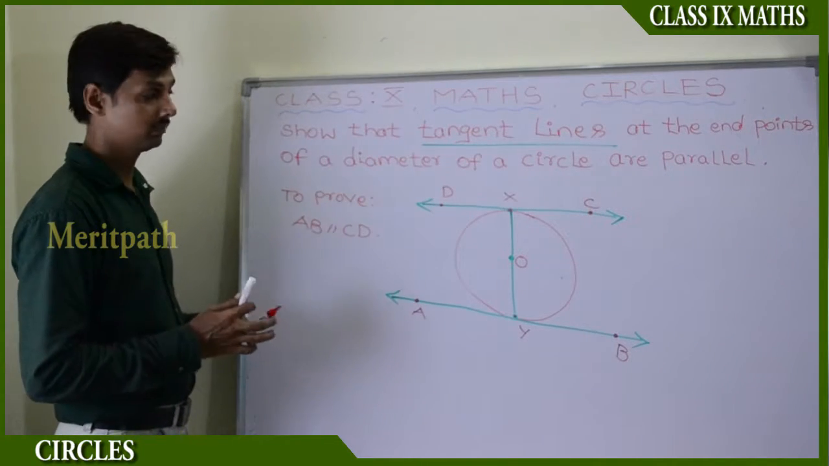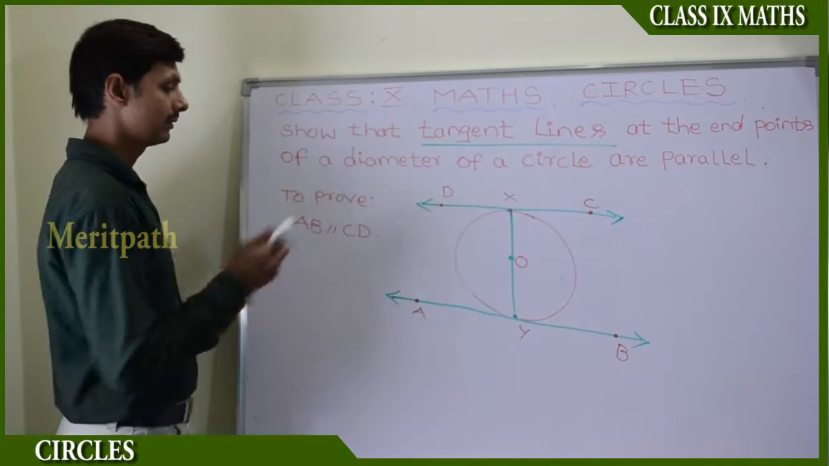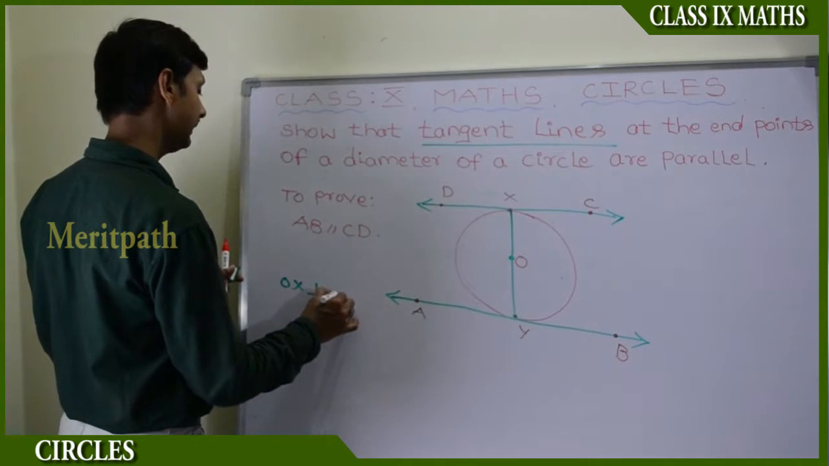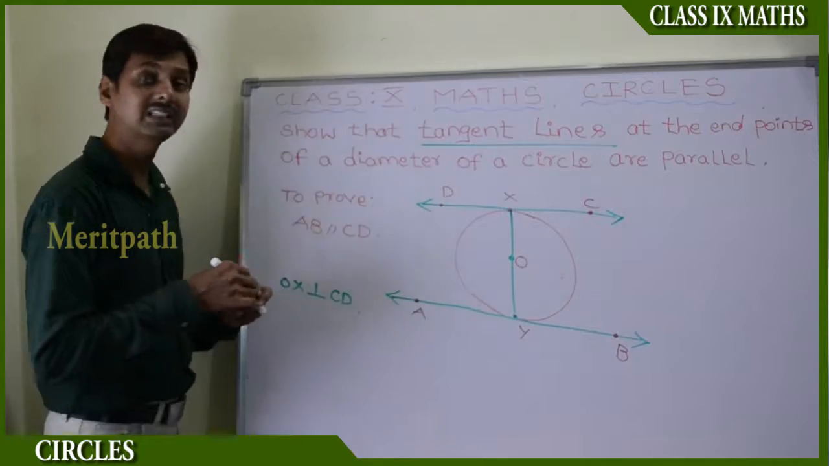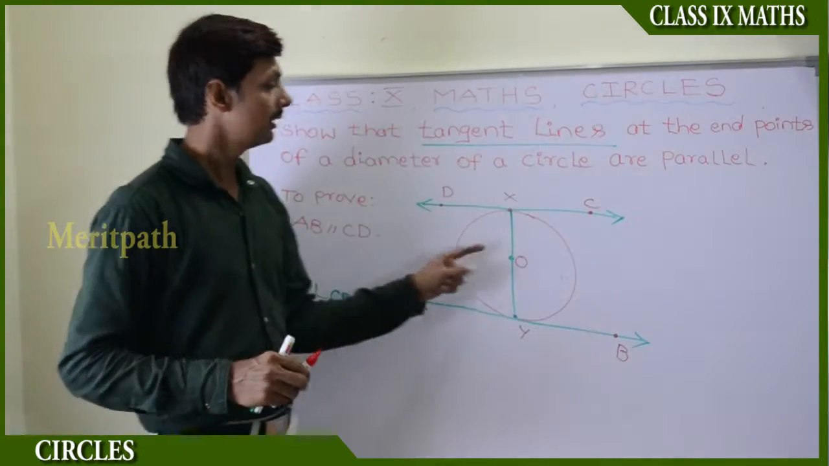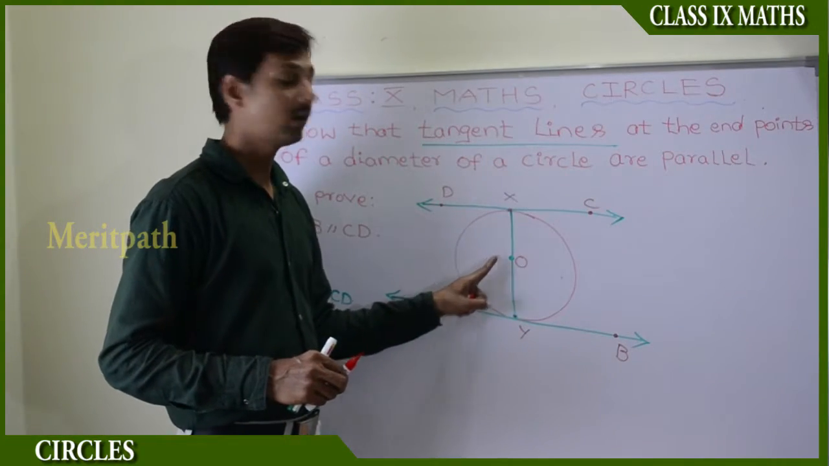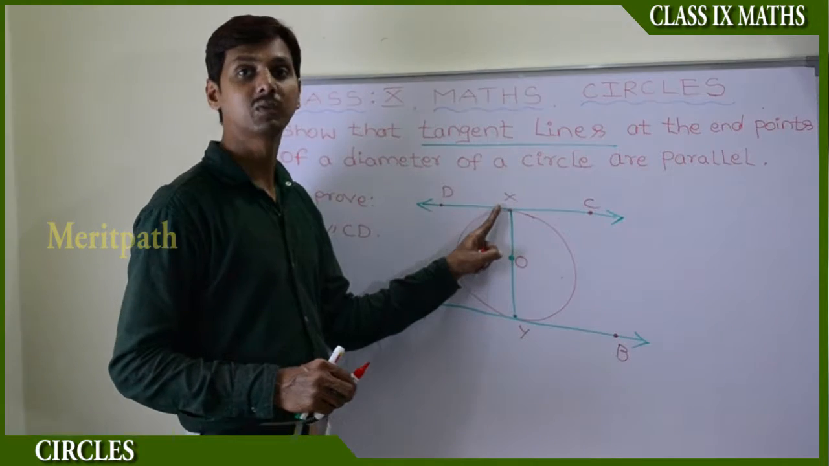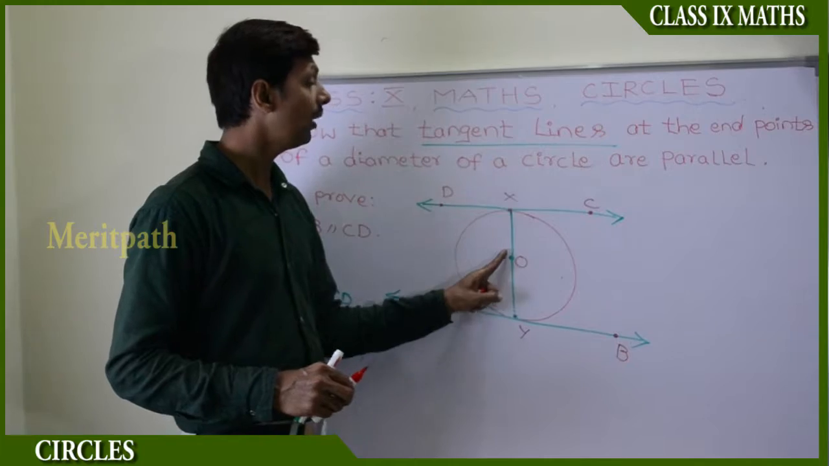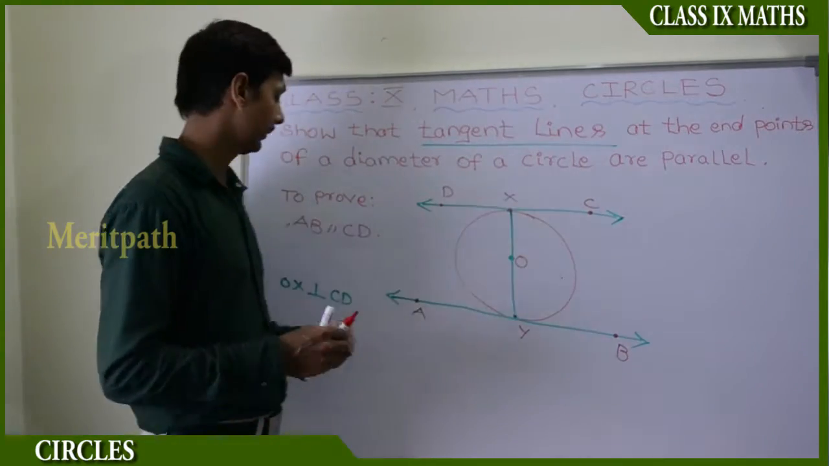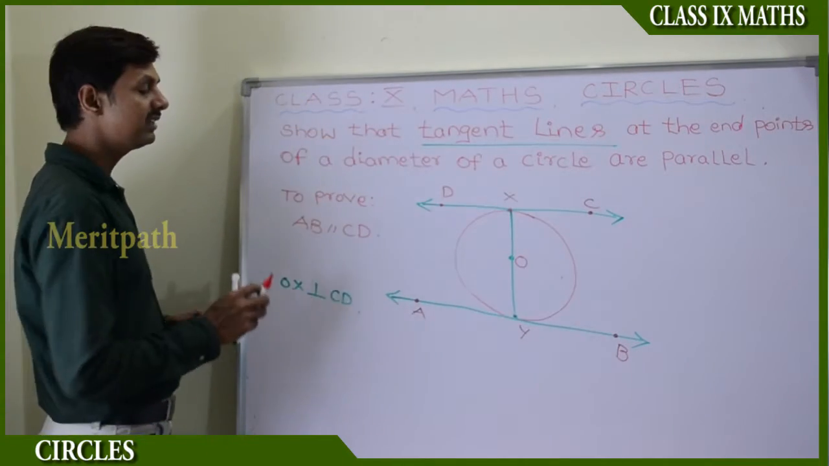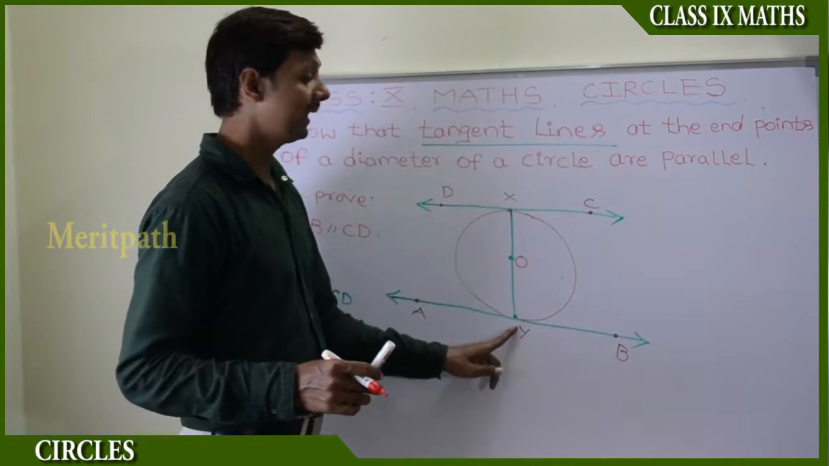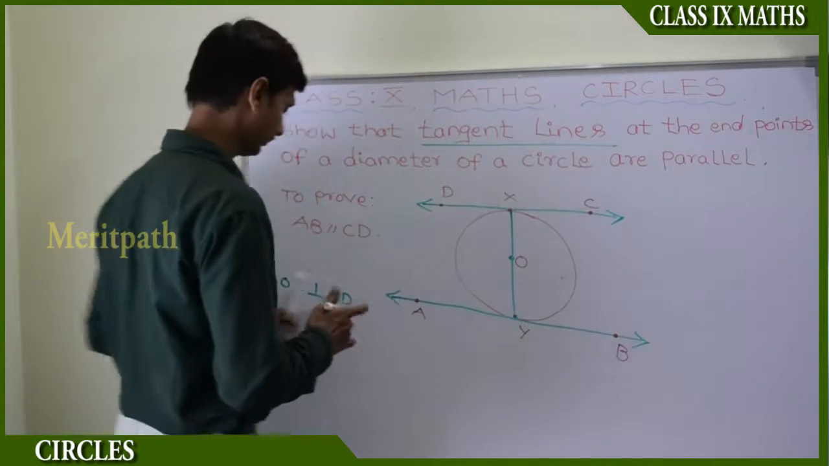We know that OX is perpendicular to CD, from the theorem that the line drawn from the center to the tangent of a circle is perpendicular. So OX is perpendicular to DC. And also OY is perpendicular to AB.